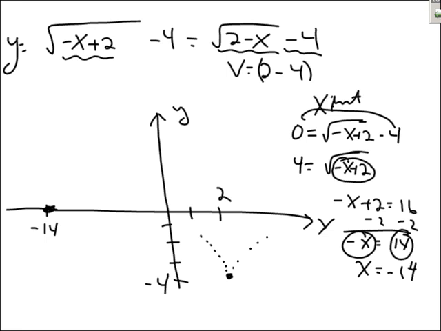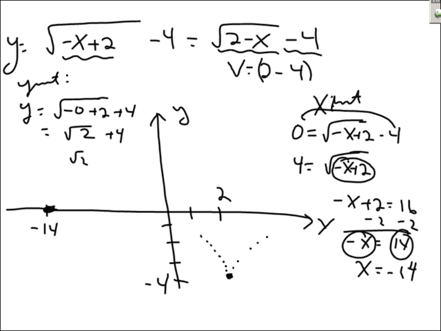That's the x-intercept. The y-intercept is when x is 0. So y is equal to the square root of negative 0 plus 2 plus 4. Negative 0 plus 2 is 2 plus 4. And remember, the square root of 2 is in between 1 and 2. Add 4 to all sides, and you get that the square root of 2 plus 4 is in between 5 and 6.